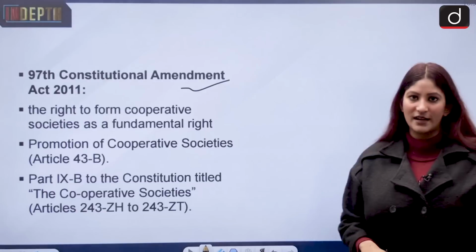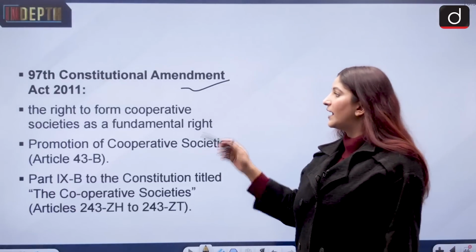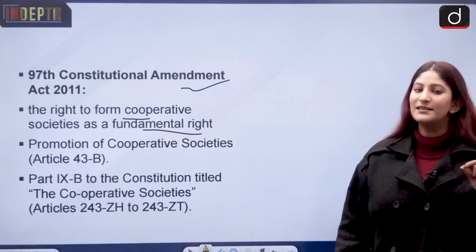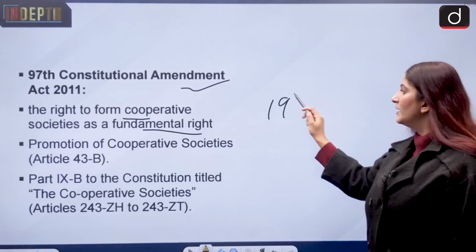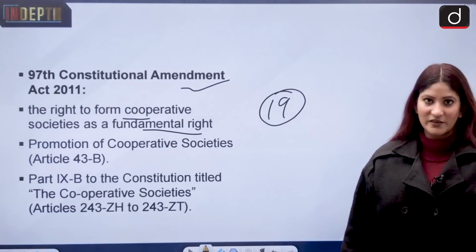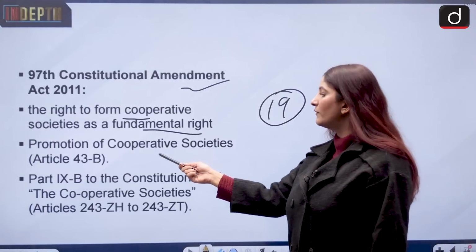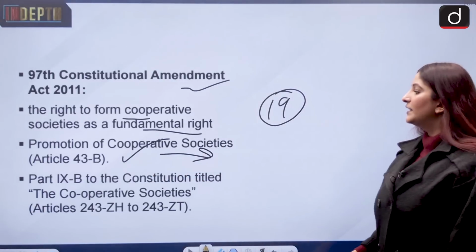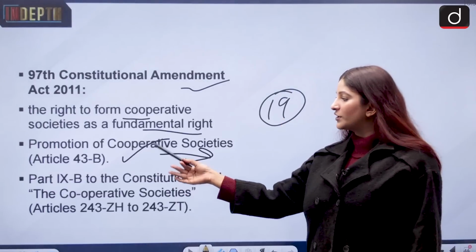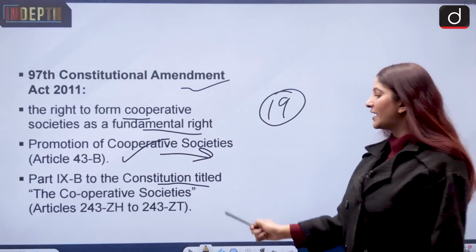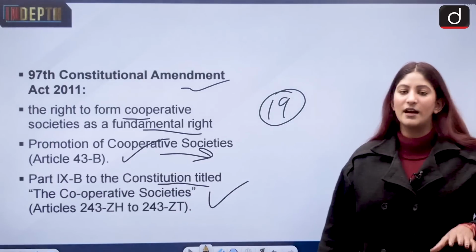Moving ahead, if we have to talk about the constitutional provisions, then through the 97th Constitution Amendment Act of 2011, it was established that the people of India have the right to form cooperative societies. And this is a fundamental right under Article 19 of the Constitution. Also, it added one DPSP, that is Directive Principle of State Policy, Promotion of Cooperative Societies, through Article 43B. Then it also added a new part to the Constitution, Part 9B, titled Cooperative Societies.